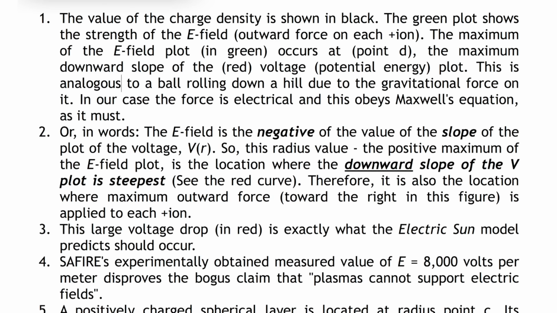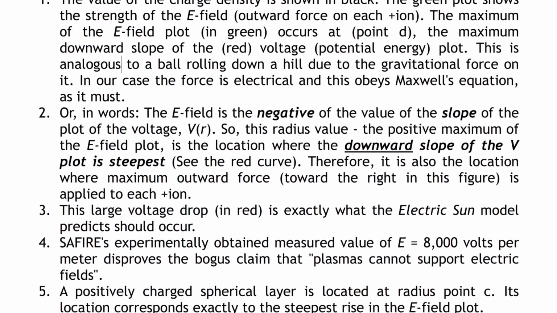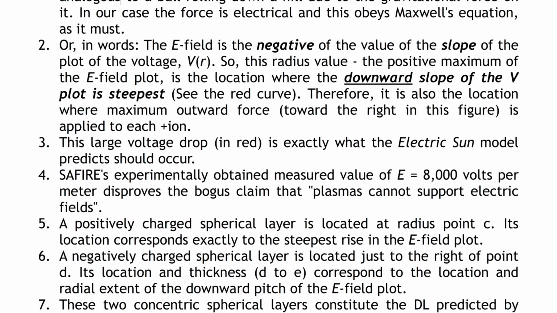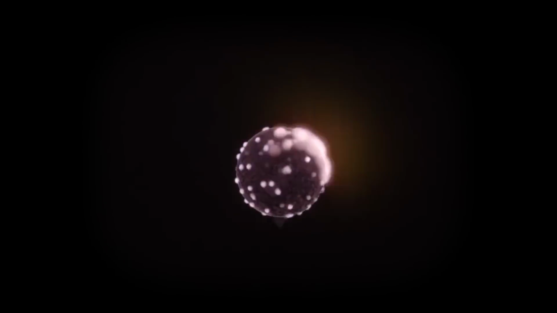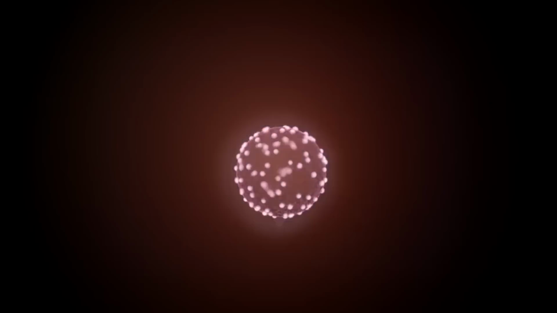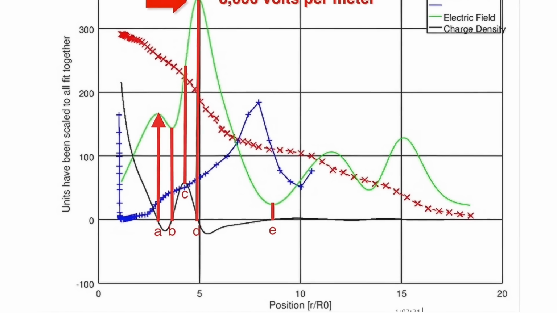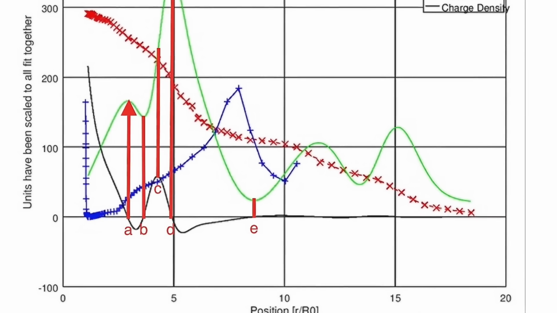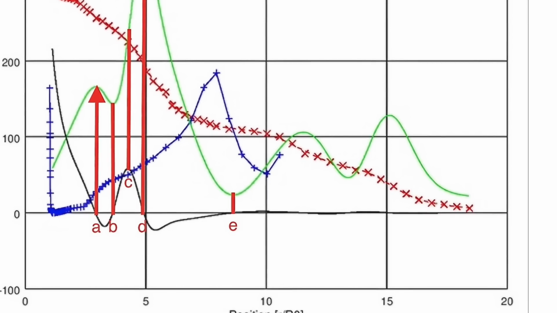All the observations listed above can be considered tests that the electric sun hypothesis passed successfully. In other words, had these results not happened, had SAFIRE not come up with this curve, it would have strongly suggested failure of the electric sun hypothesis. Thank goodness that didn't happen. This came out completely confirming what Juergens had originally proposed. The two unmarked peaks in the green E field plot at radial distances 12 and 15 indicate the presence of additional but much weaker spherical double layers.